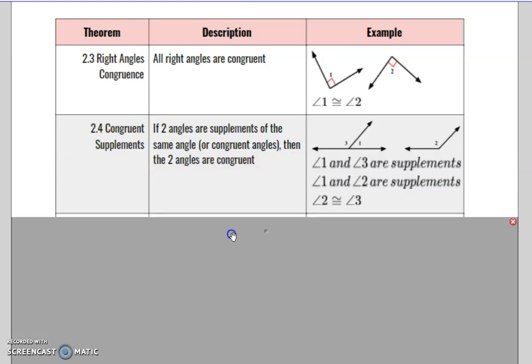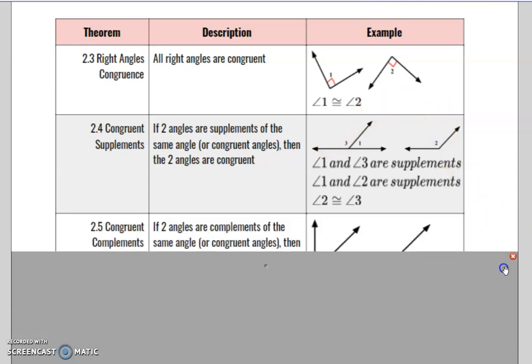The next one is the congruent supplements theorem. This one says if two angles are supplements of the same angle, then the two angles are congruent. So here's a nice example. If 1 and 3 are supplements, and look, they're on 180, and 1 and 2 are supplements as well, notice they would fit as a linear pair too, then 2 and 3 are congruent. Makes sense? If 1 and 3 are supplements and 1 and 2 are supplements, well, that means 2 and 3 must be equal. 2 and 3 are congruent.